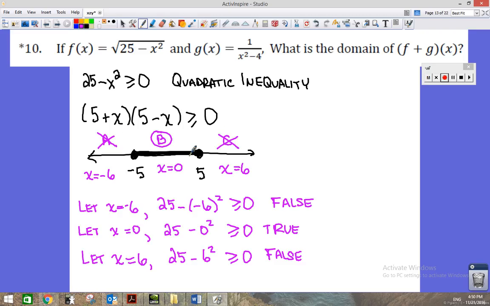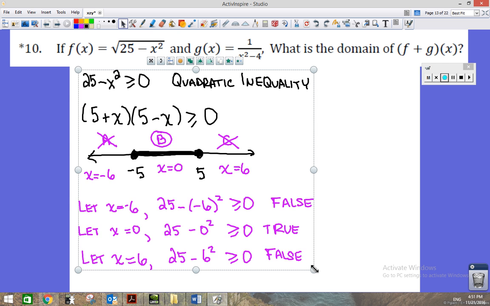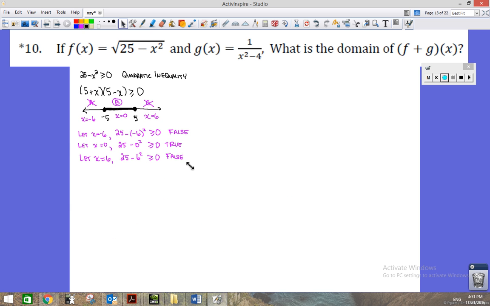So the domain of f is the set of real numbers that are between -5 and +5. My domain of f, if I draw a picture of it, is between -5 and +5, and all the numbers that are between there.